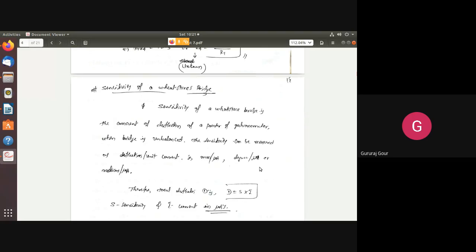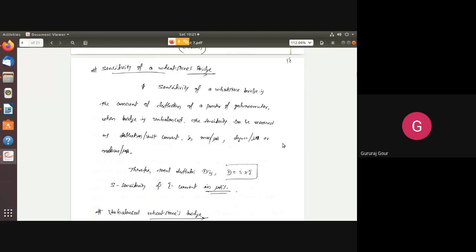Now let us see the sensitivity, what you mean by sensitivity of the Wheatstone bridge. This is nothing but the amount of deflection shown by the Wheatstone bridge or the galvanometer per unit current. So its unit is going to be the amount of deflection, measured in terms of millimeter or degree or radians per some current, microampere, like that.